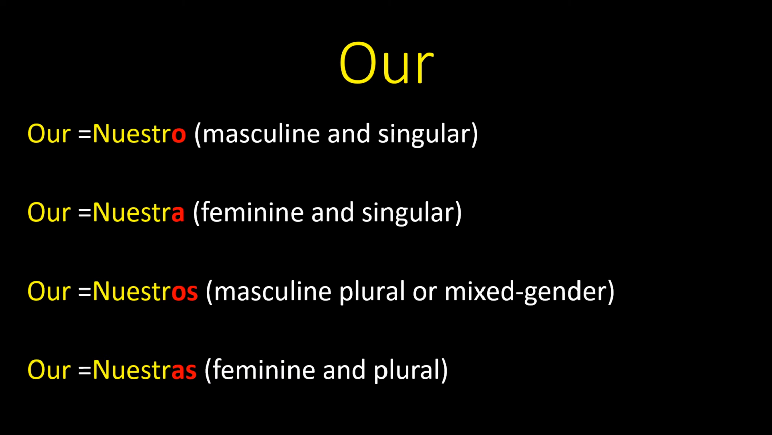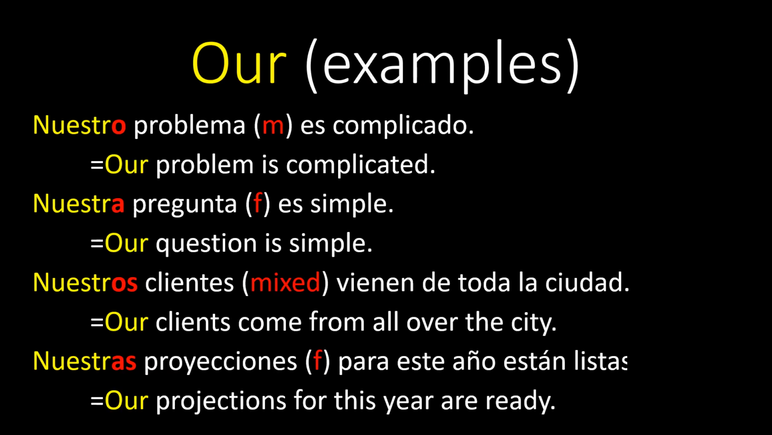The concept of our in Spanish is slightly more complicated because there are four different forms. If nuestro refers to a masculine singular noun, then it ends with o. If it refers to a feminine singular noun, you would say nuestra. And if it's before a masculine plural or mixed gender nouns, you would say nuestros. And if it's before feminine plural nouns, you would say nuestras. Here are examples of all four forms of our.